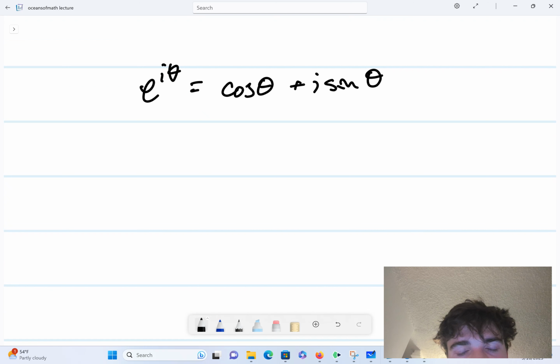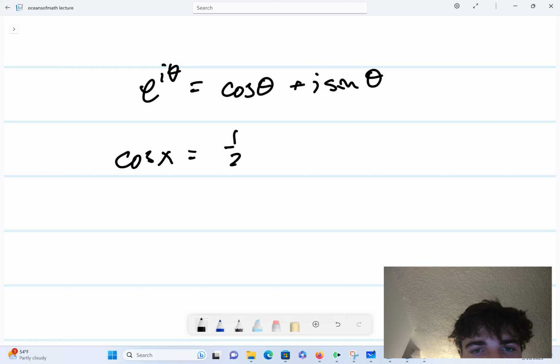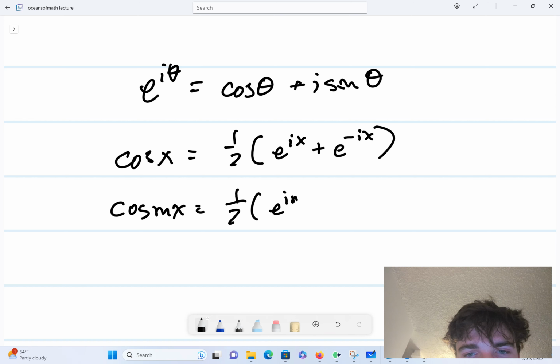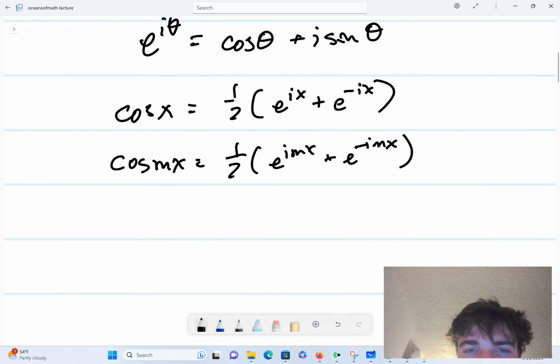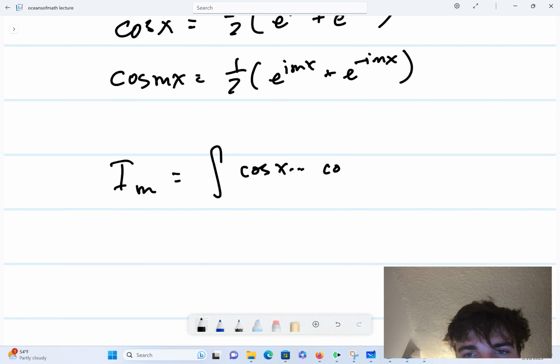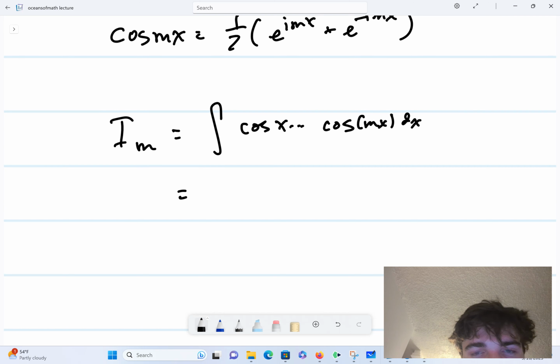And so using this identity, we can write cosine of x as 1/2 of e to the ix plus e to the negative ix, okay? And similarly, for any integer frequency cosine mx, I can write this as 1/2 e to the imx plus e to the negative imx. And so let's rewrite the integral I sub m, which is the integral of these cosine waves, cosine of x, cosine of mx.